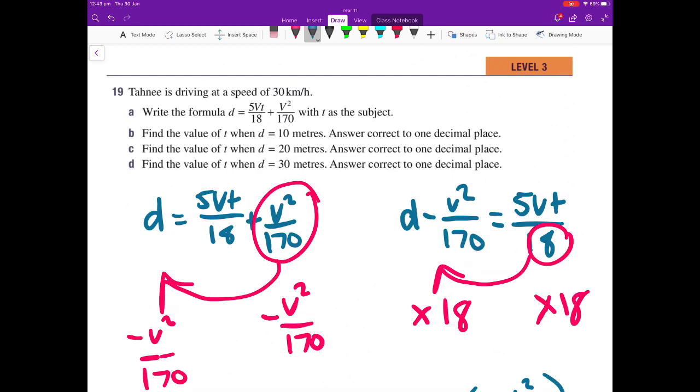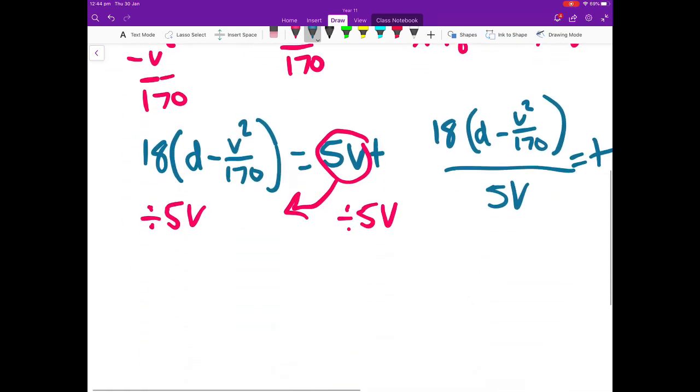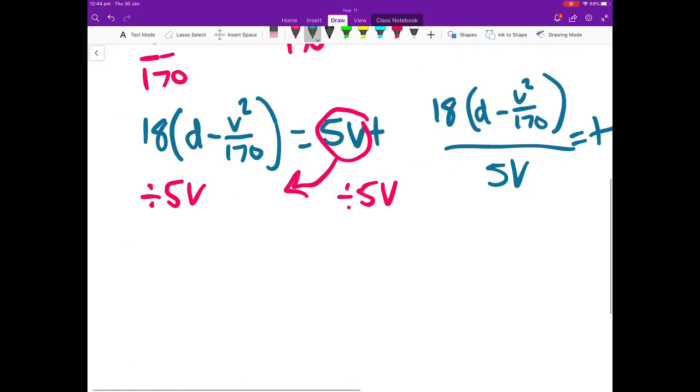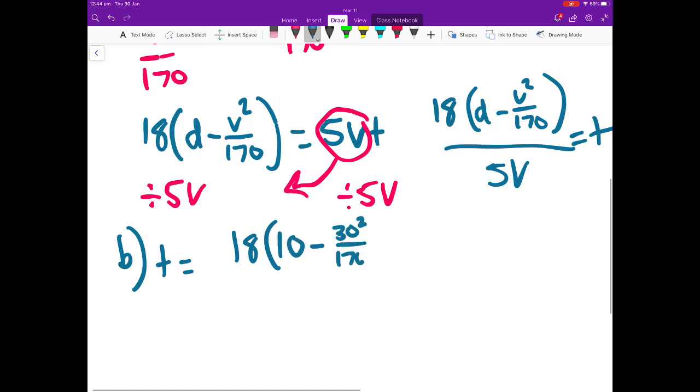This means that we can use that formula we've got from A for B, C, and D, where we're going to have our D and our V already up the top. So V, velocity, is the speed that we're going, and D is the distance that we have travelled. Chucking them into the formula for B, we've got our 30 and our 10. And they just go into the appropriate places. So T equals 18 into 10 minus 30 squared on 170 all over 5 times 30.